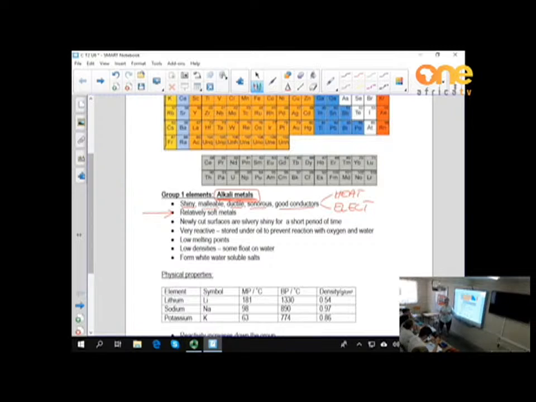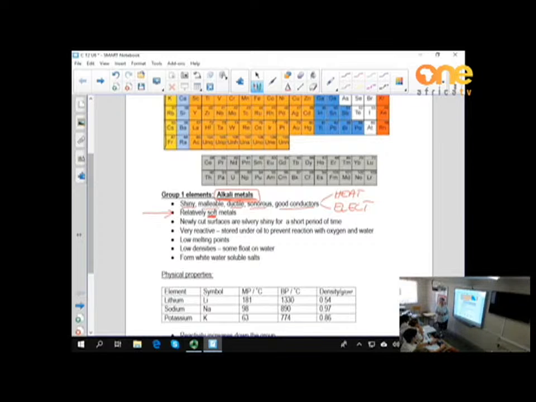Now, these group 1 metals are relatively speaking soft. If I have a knife, I can cut a piece off. It's hard, but you can cut it. So we say they are soft in comparison to metals like copper or zinc. You can't just cut those with a knife. So we say they are relatively soft metals. You can cut them with a knife or a blade.